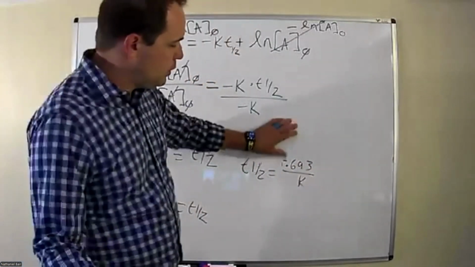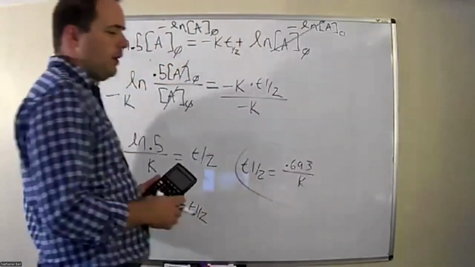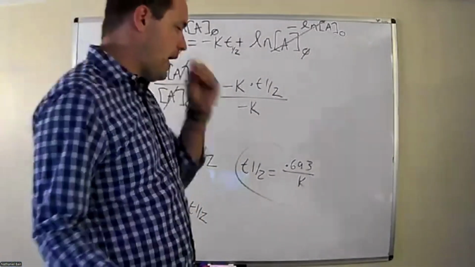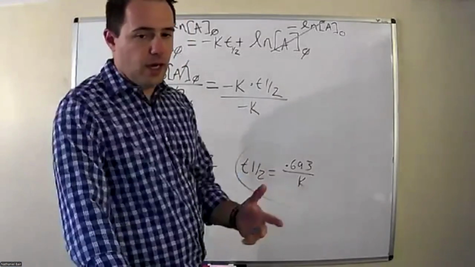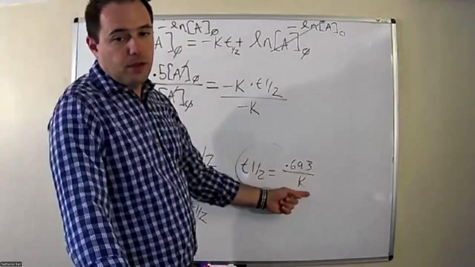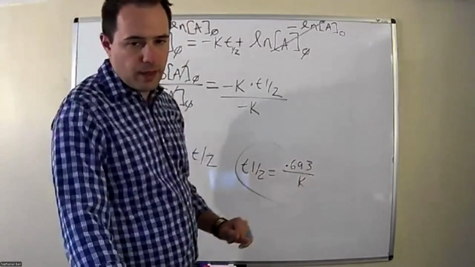So I would absolutely positively put that on your formula sheet. That's how you get the half-life for a first order reaction. Now here's where this is useful. If we know the half-life of a reaction, maybe somebody studied it, you can use the half-life to get the rate constant. Okay, so if you know the rate constant, you can get the half-life. If you know the half-life, you can get the rate constant.